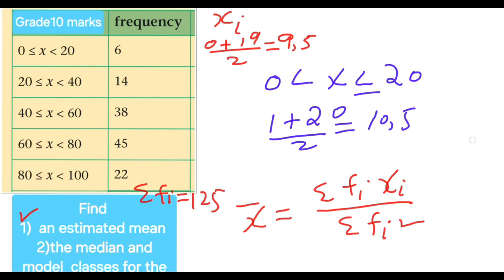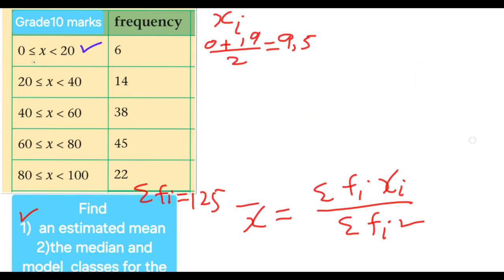So that means you include the 20, not 0, because the 20 is underlined here. But in the original case, 0 is included and 20 is not included because 0 is underlined. So the whole number less than 20 is 19. So 0 plus 19 divided by 2, the answer is 9,5.